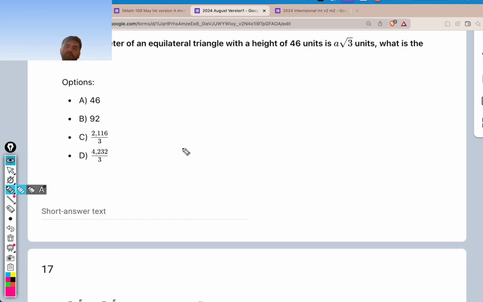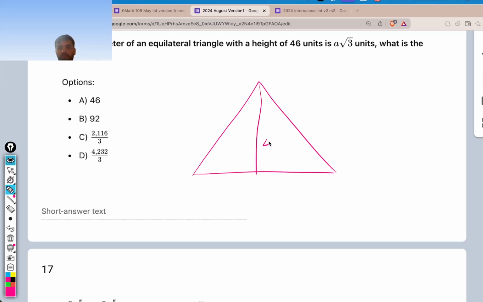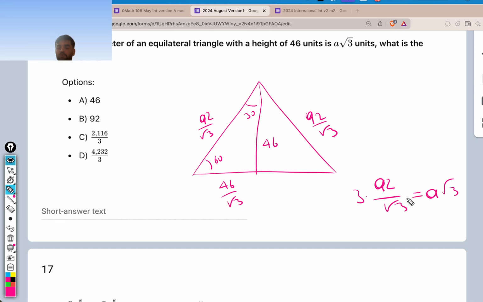Perimeter of an equilateral triangle with a height of 46. It is 46. If the opposite of 60 degrees is 46, then the opposite of 30 will be 46 over square root of 3. And it will be 92 over square root of 3. It's also 92 over square root of 3. Then we can think of it like that. 3 multiplied by 92 over square root of 3 is equal to 8 square root of 3. Then you can write decimals and get the answer, or you can eliminate all of them. So the answer will be 92 here. B.